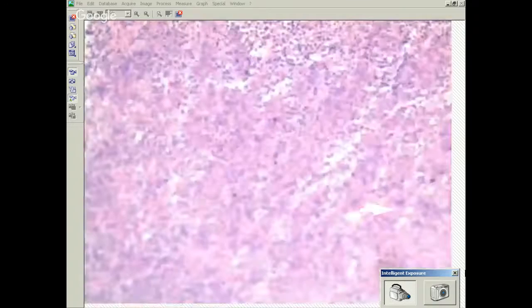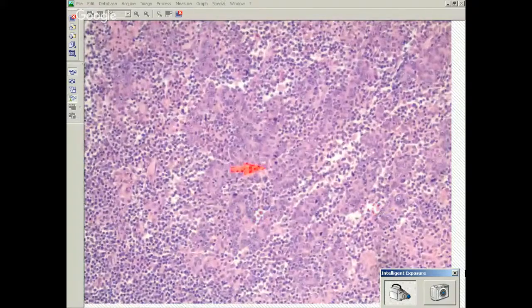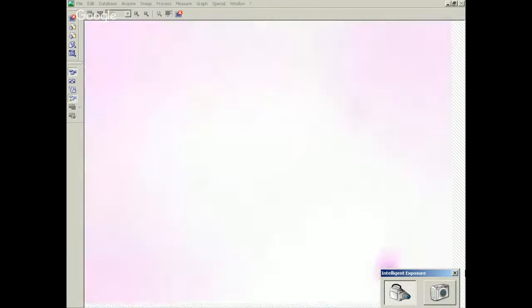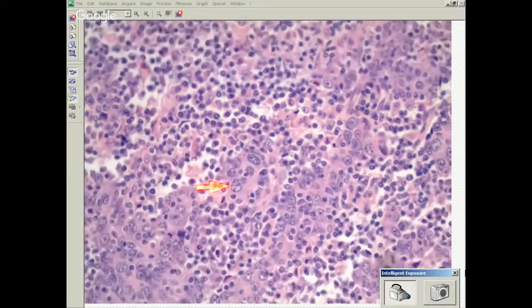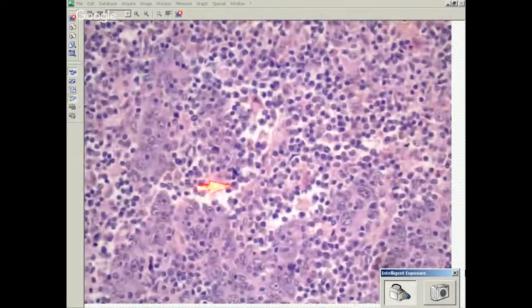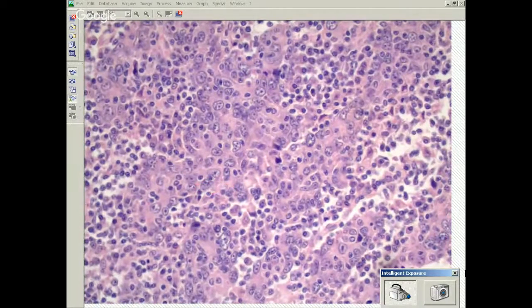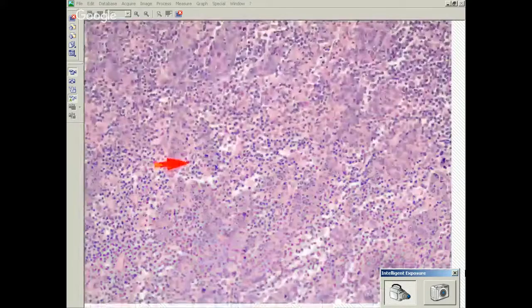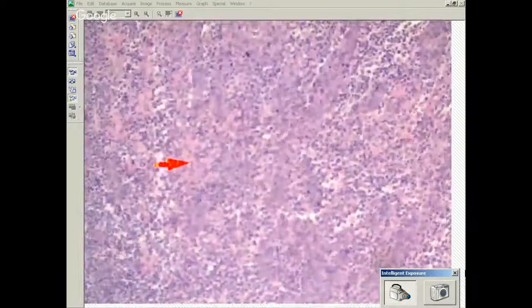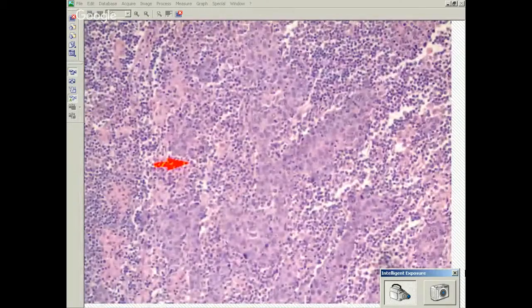So we'll go on high power. What about these cells here? How would you describe them? Let's say they have large vesicular nuclei, multiple nuclei. They're very mitotically active, right? Yes. So what would your differential be here? I guess we're thinking lymphoma.